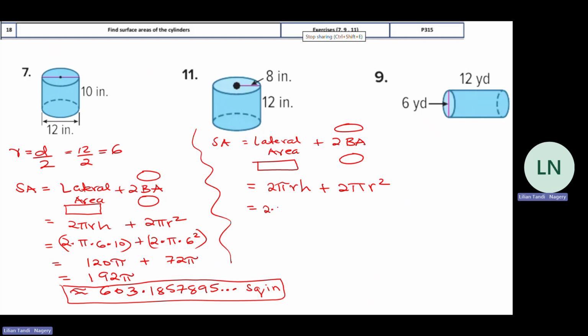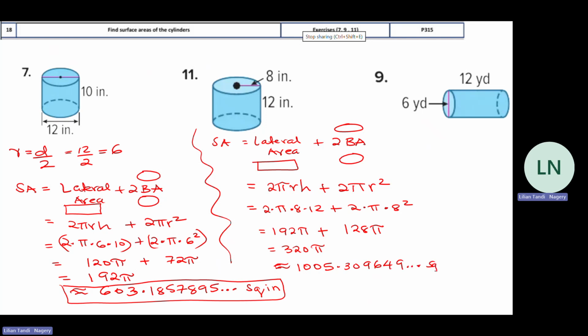Then you put your values. This will be 2 multiply pi multiply 8 multiply 12 plus 2 multiply pi multiply 8 squared, okay? This should give you 192 pi plus 128 pi. And this should give you 320 pi. And then the decimal that you're going to get should be 1005.309649, and you put ellipses and then square inches. Then you read the question and see what it wants you to round it to.